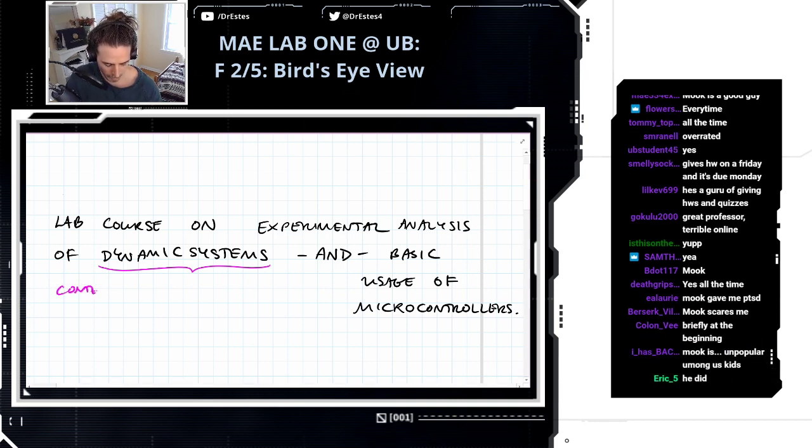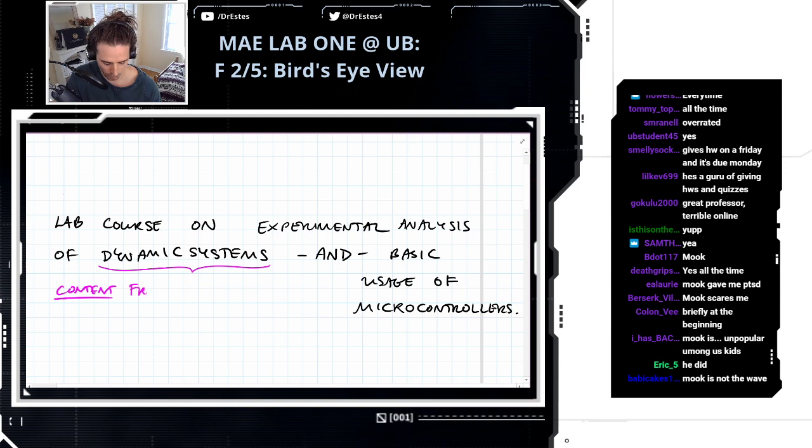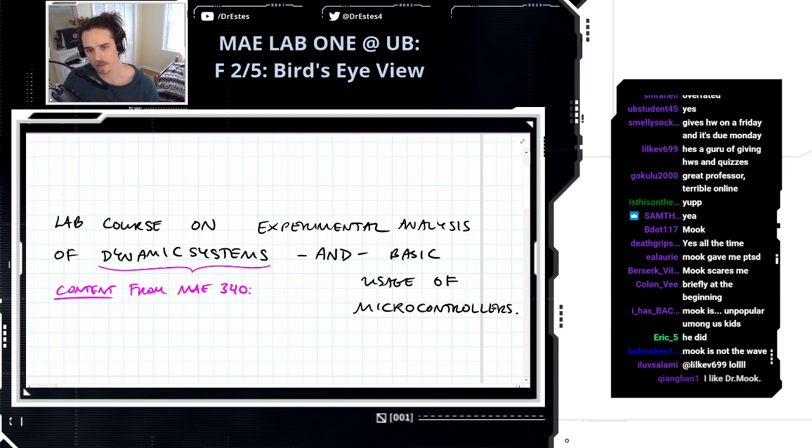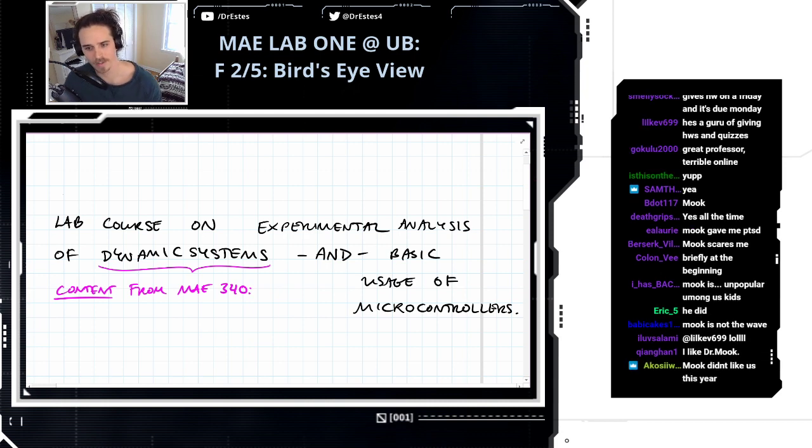So dynamic systems. We're talking about content from MAE 340. So a lot of stuff that you saw in that class, you're going to see here again.